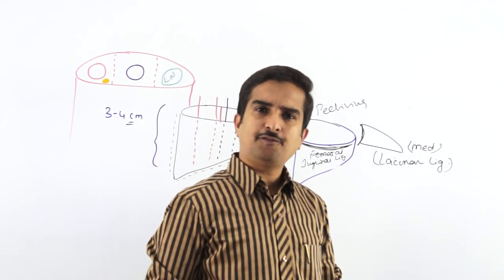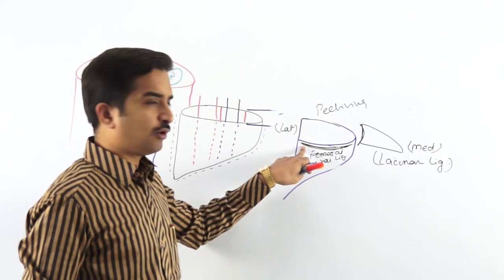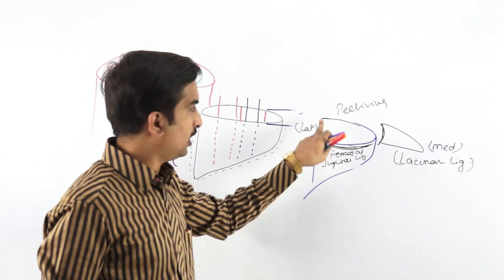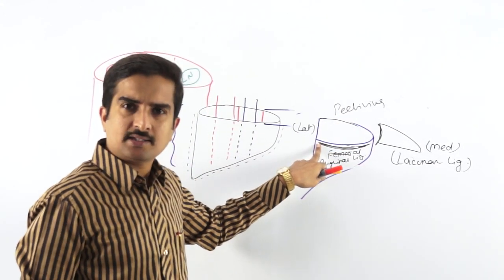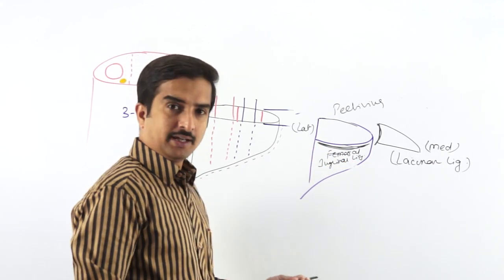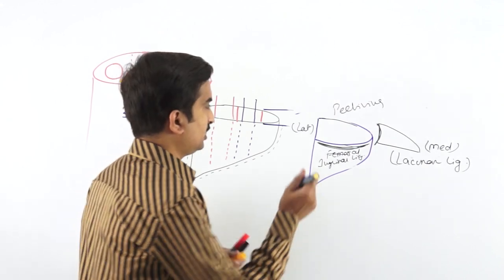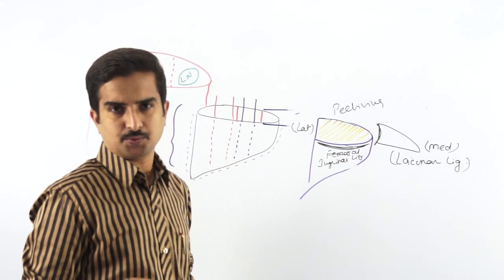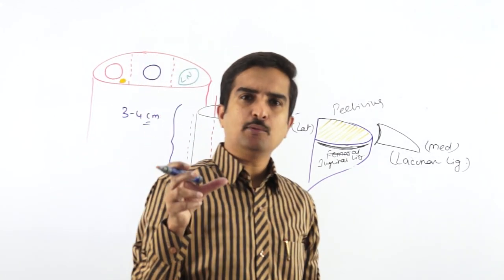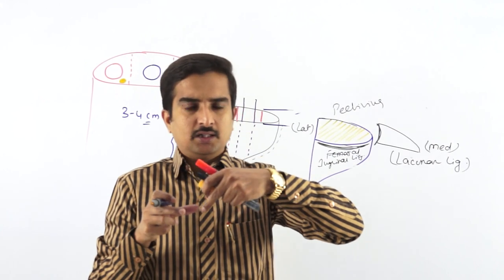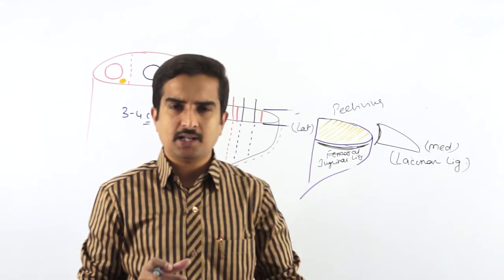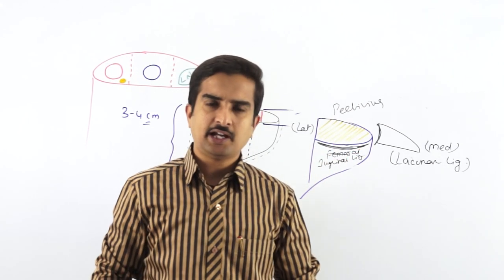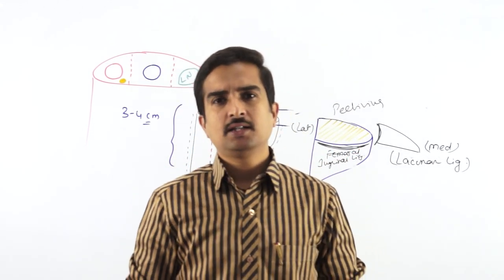So now, what is the femoral ring here? If you see the femoral canal, the upper part or the base of the femoral canal has an opening called the femoral ring, and this femoral ring is closed by the condensation of extraperitoneal connective tissue. At the base, the femoral canal is wider where it has an opening. The opening of the femoral canal at the base is called the femoral ring. This femoral ring is closed by the condensation of extraperitoneal connective tissue, which forms the femoral septum.